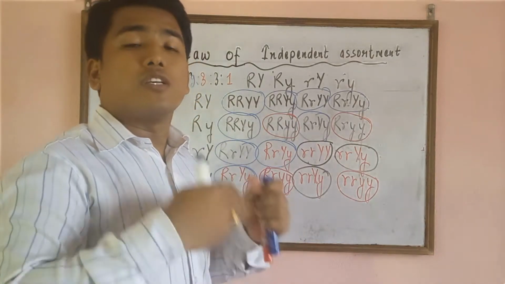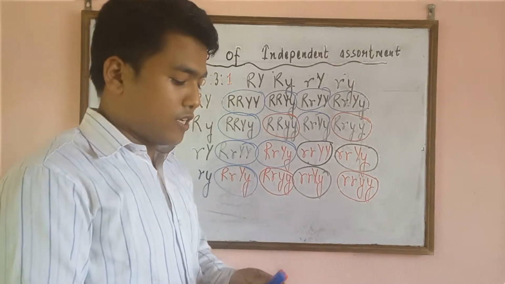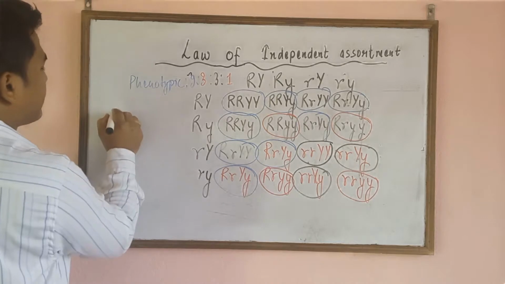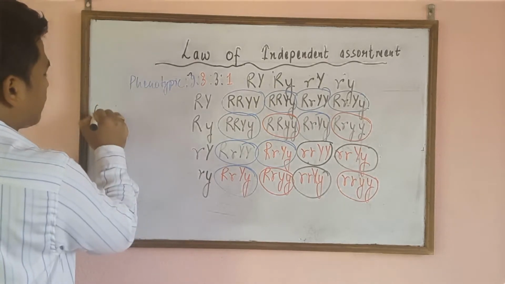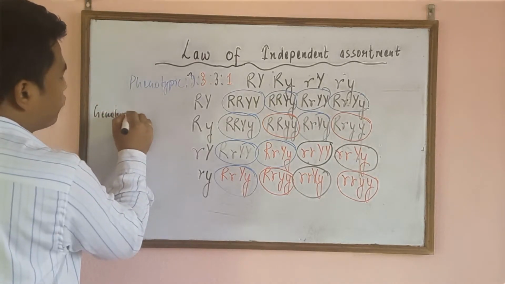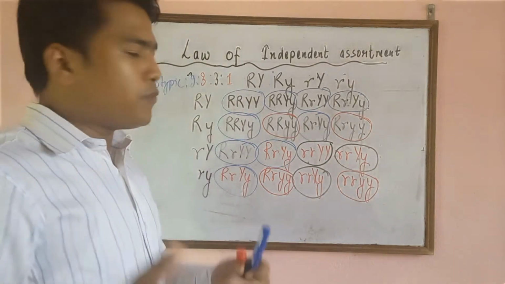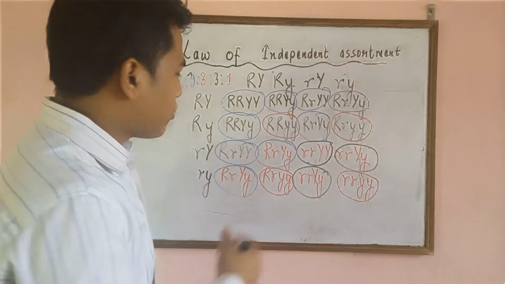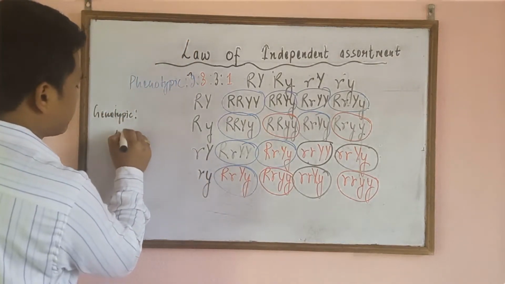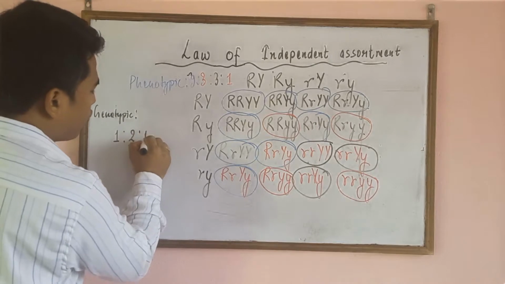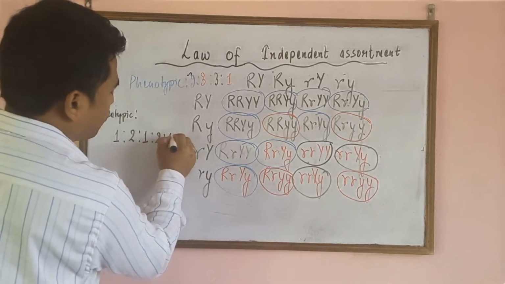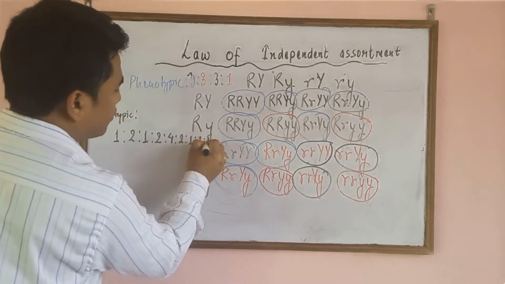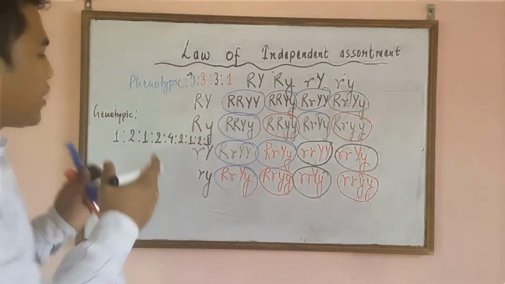After the self-pollination in the F1 generation, what will be the genotypic ratio? The genotypic ratio will be based upon the gene. If you see here, you can count the differences in gene. According to the differences in gene, it will be 1 is to 2 is to 1 is to 2 is to 4 is to 2 is to 1 is to 2 is to 1. This will be your genotypic ratio.